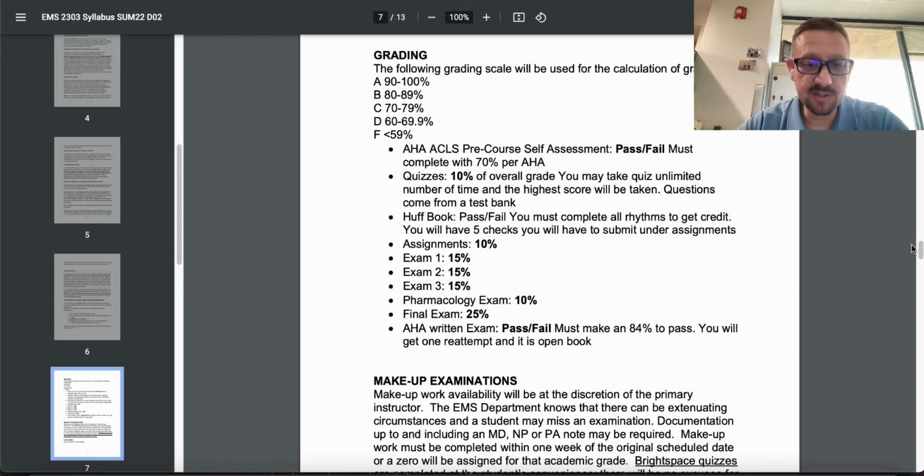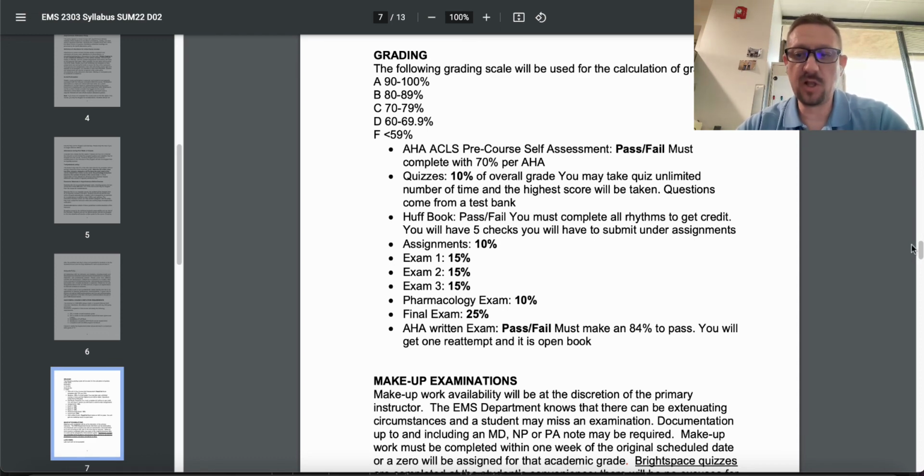Assignments are going to be your homework assignments. Those make up another letter grade of your overall grade. Remember to memorize the assignments after you've completed them to prepare for your exams, because the exams will have questions from all the assignments. You have 3 exams as our block exams, 1, 2, and 3, each worth 15% of your overall grade.